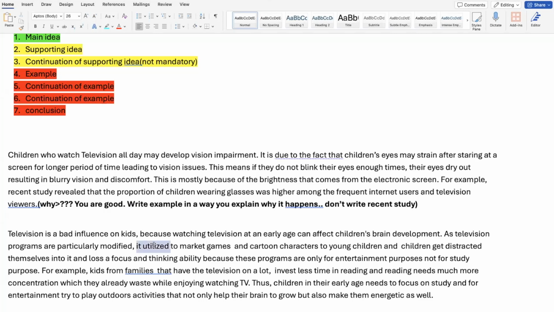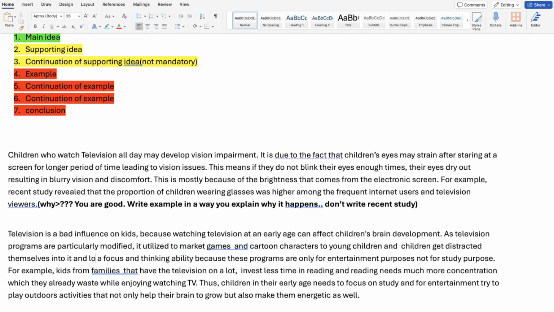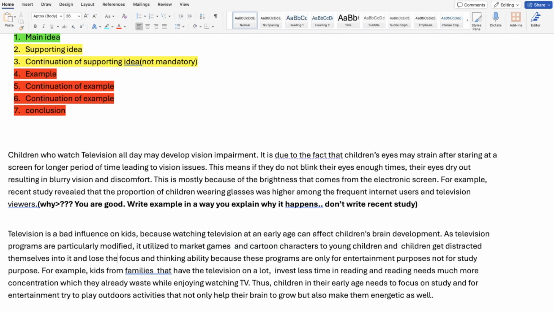Kavita, it's not clear that it is utilized to market games. And you lose the focus. So you started it here, ending it here. This much big, lengthy line, grammatically, it won't be correct. And it's very difficult for a person to remember what you started it with. Correct?